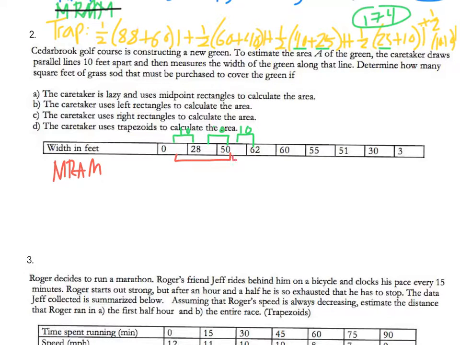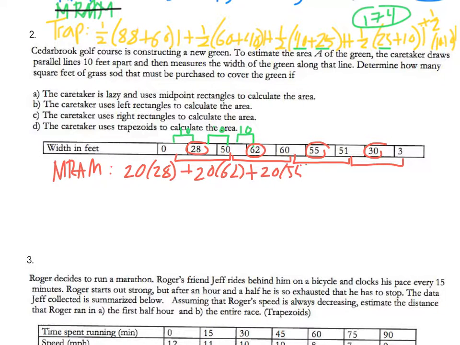And the midpoints mean that we need a height in the middle of an interval. So for each of these, we have to have an interval that's wide enough that we can have a height that's in the middle. So my first interval might be 20 wide, because that's really 2 intervals. And that would be 28. Then another 20 wide times 62, and another 20 wide times 55, and another 20 wide times 30.